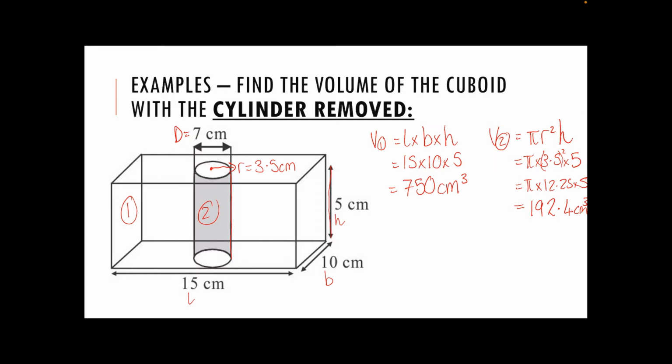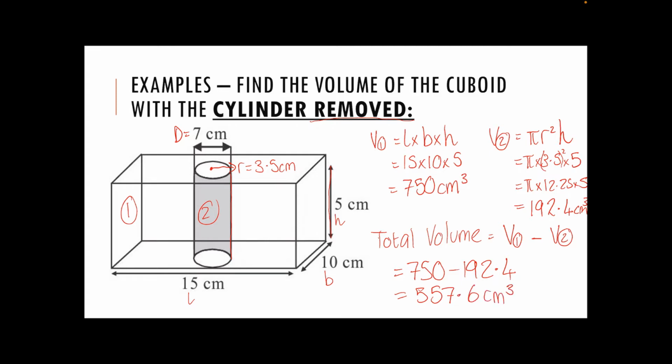This time the cylinder has been removed, though, it's not added onto the cuboid, it's been taken out. So here our total volume then is going to be the volume of our cuboid subtracting the volume of our cylinder. So we're doing 750, take away 192.4, and that gives us 557.6 centimetres cubed for our answer.